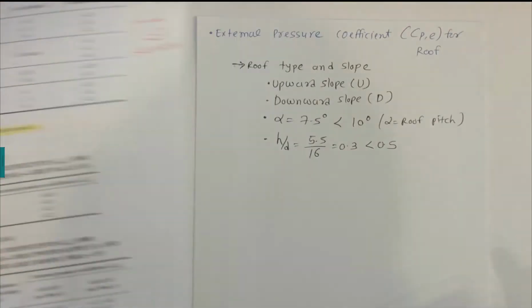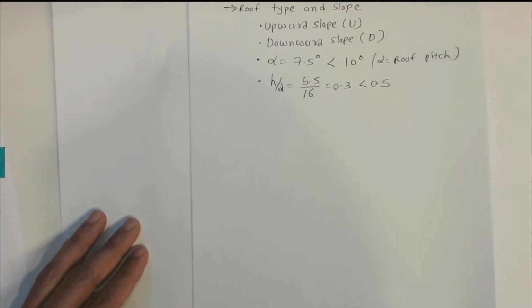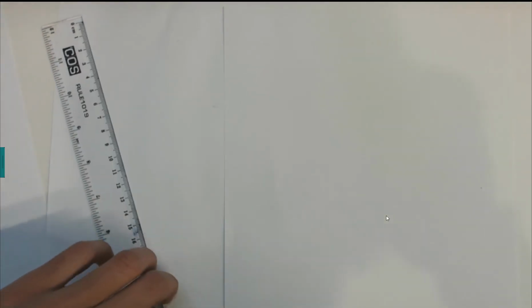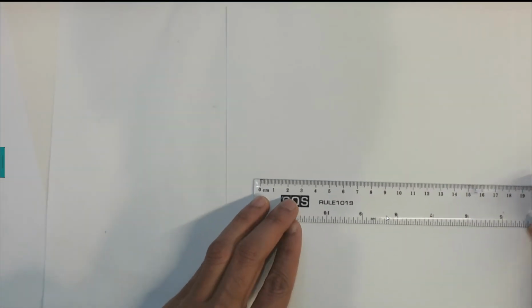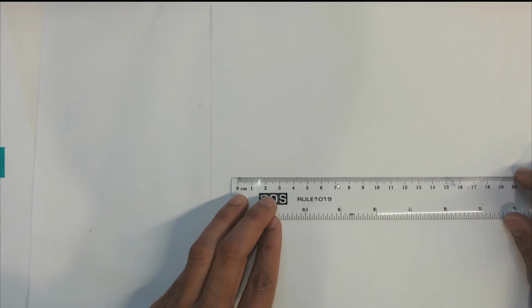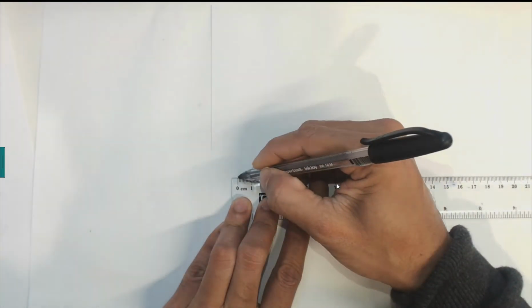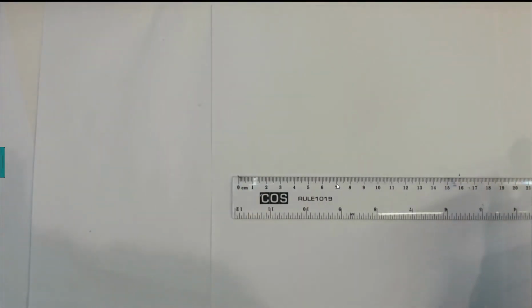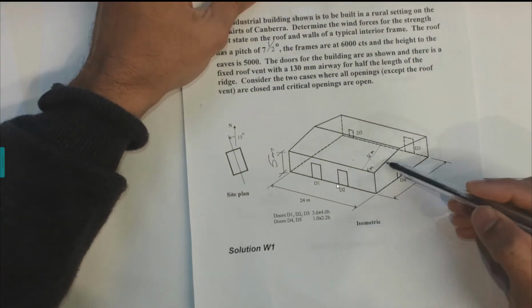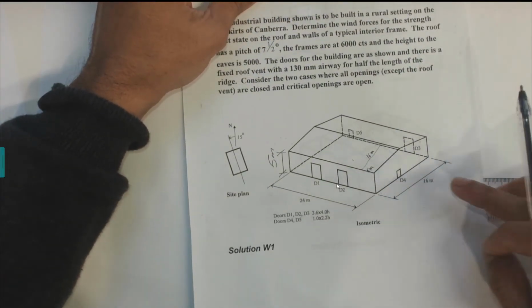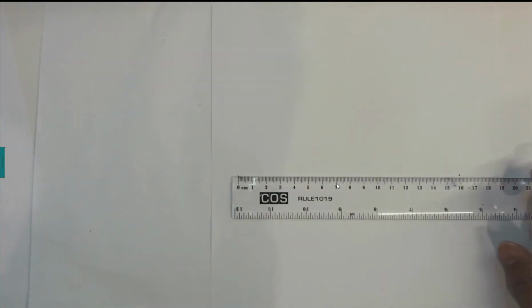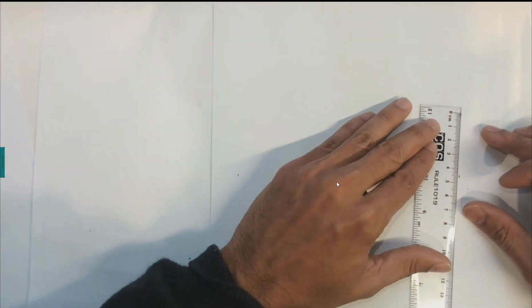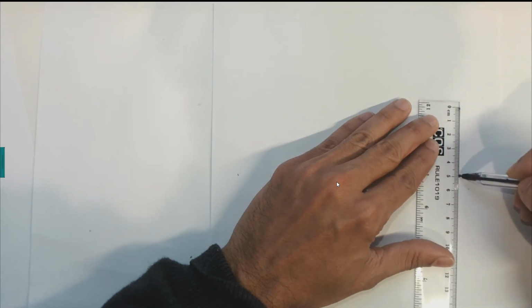Now for this case I need to draw a small diagram here to explain how we find the CPE value for the roof. We can draw this to a scale of 16 meters, so I'm just using the same 16 meters here, that is taken from this. I'm drawing these 1, 2, 3 and 4 lines, so that is 16 meters here if I'm looking from this end.